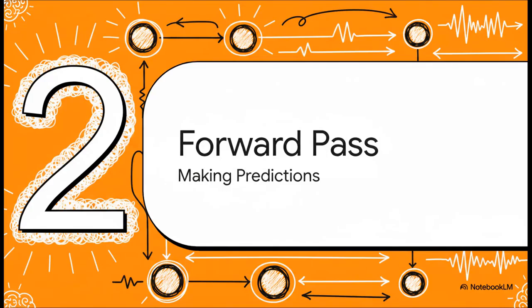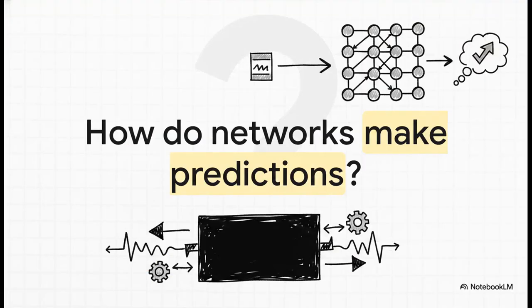Moving on to Section 2, forward pass, making predictions. So this is the golden question, right? How exactly does a network look at a bunch of data and actually make a prediction? What are the mechanical, step-by-step actions happening inside that black box? Well, let's trace the signal.